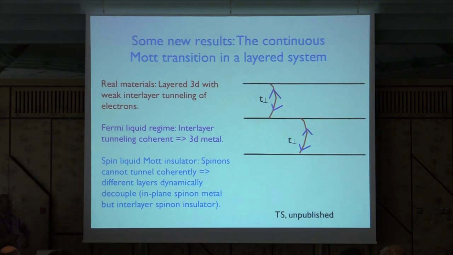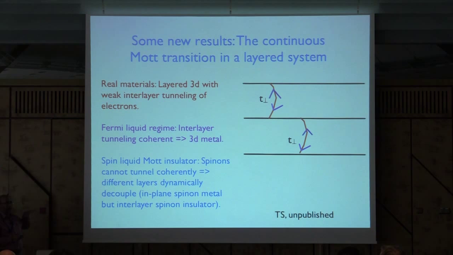In real life, I've been talking about a 2D system, but in real life we have a layered three-dimensional system. And this poses a really fascinating question for this kind of phase transition. Because in the Fermi liquid regime, the interlayer tunneling will be coherent and we'll get a three-dimensional metal with a warped Fermi surface. Now, in the spin liquid, the spinons can't tunnel coherently between different layers. So the spinon tunneling is blocked, and the different layers then dynamically decouple. Right? So the in-plane transport for spinons will be metallic, but the out-of-plane transport will be insulating.